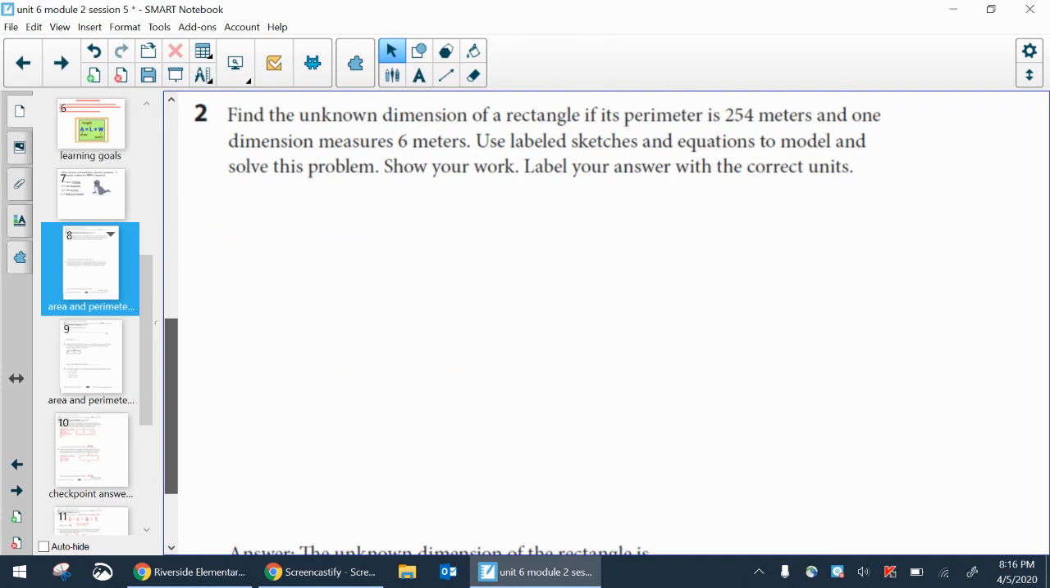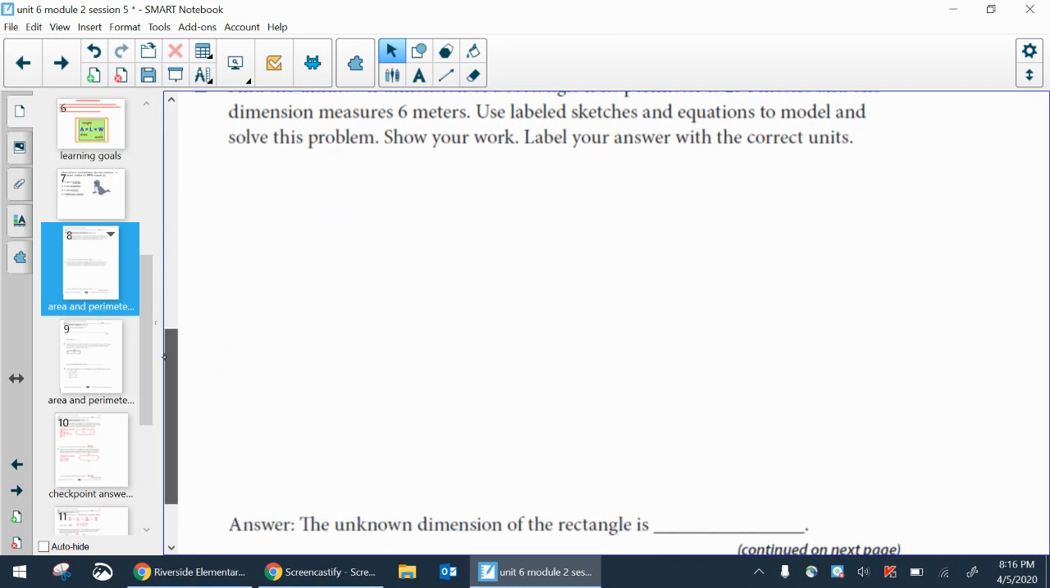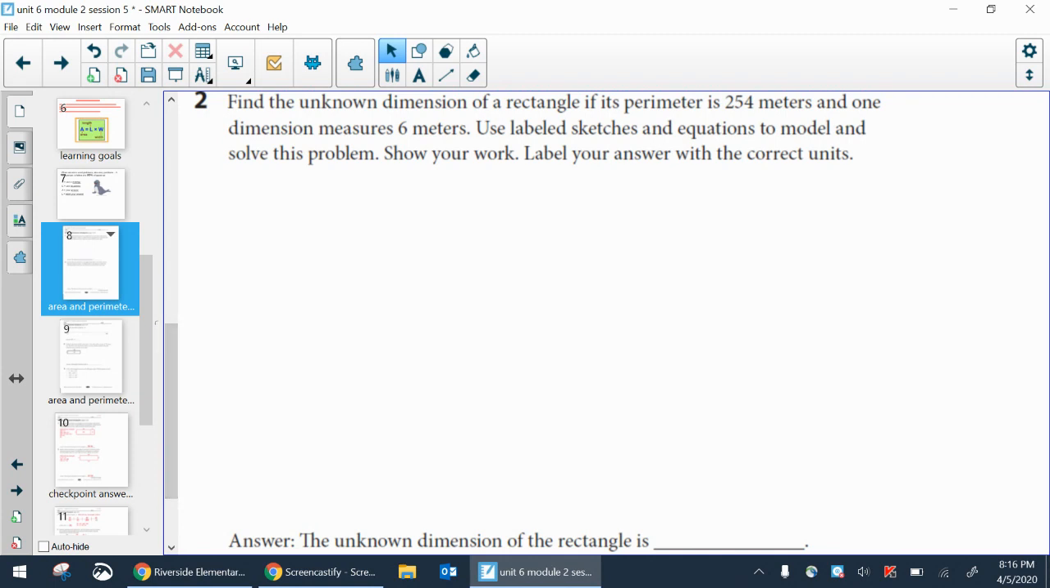Again, after we look at our problem, you might want to pause and solve it on your own, and then come back and see if your answer was accurate. So here we go. Problem 2. Find the unknown dimension of a rectangle if its perimeter is 254 meters and one dimension measures 6 meters. Use labeled sketches and equations to model and solve this problem. Show your work. Label your answer with the correct units.